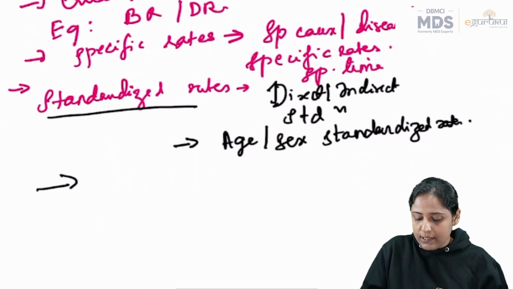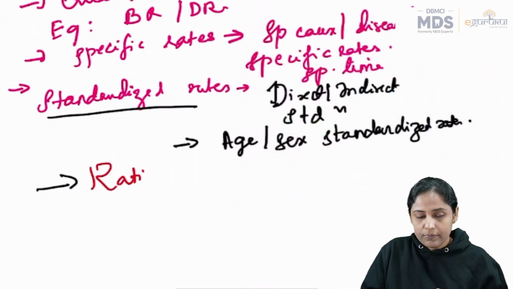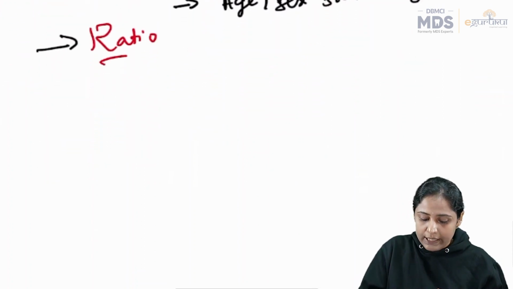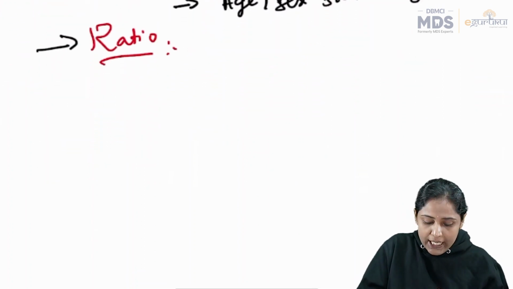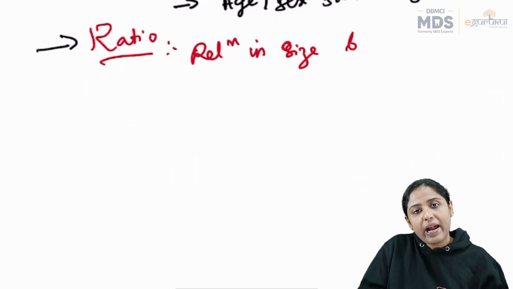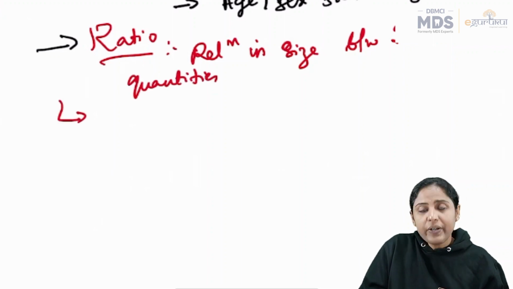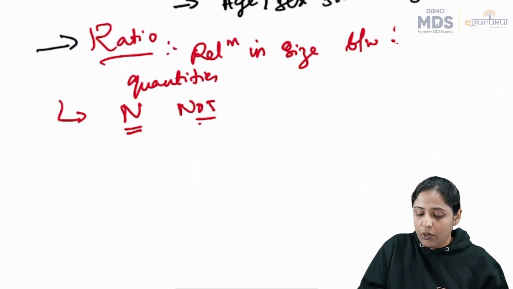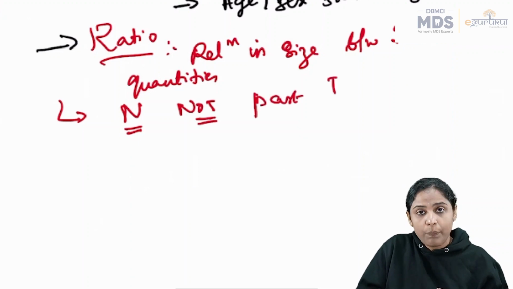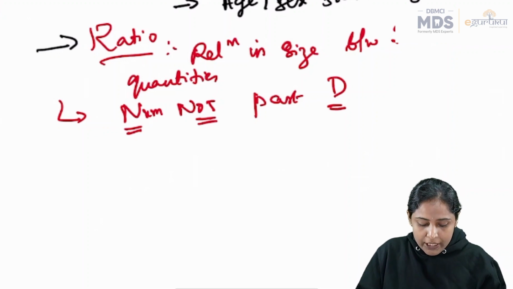Now we come to the next tool of epidemiology, that is ratio. Ratio denotes the relationship in size between two random quantities. In ratio, the numerator is not a part of the denominator. Please note, in ratio, numerator is not the part of the denominator.